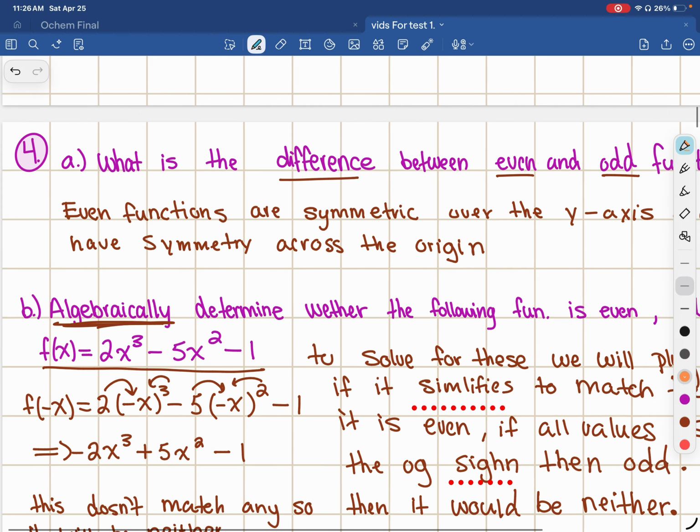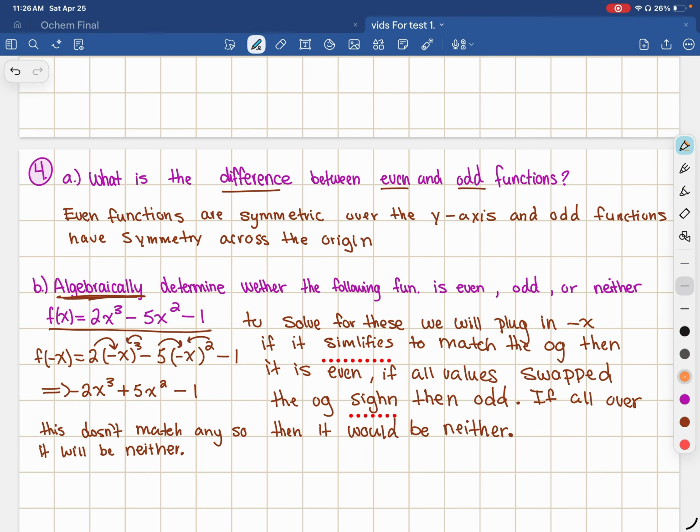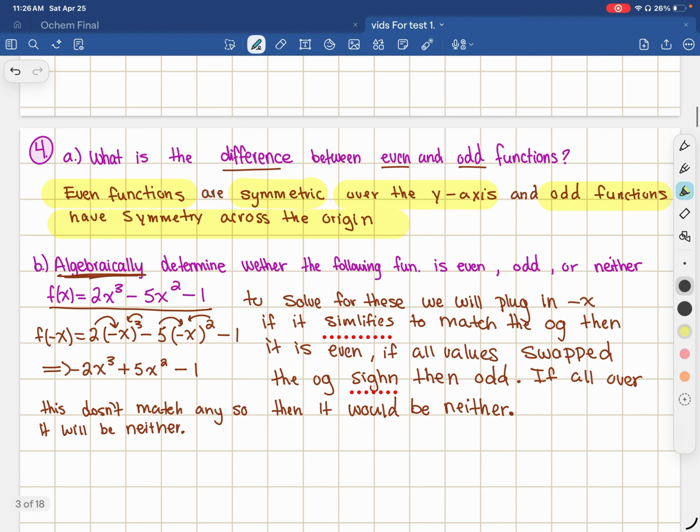4a asks us what is the difference between an even and odd function. The simple answer to this is, even functions, let me write this out for you. Even functions are symmetric over the y-axis, when odd functions have symmetry across the origin. So keep that in mind. That's how they differ, right? Even functions will always be symmetric over the y, and odd functions will be over the origin.